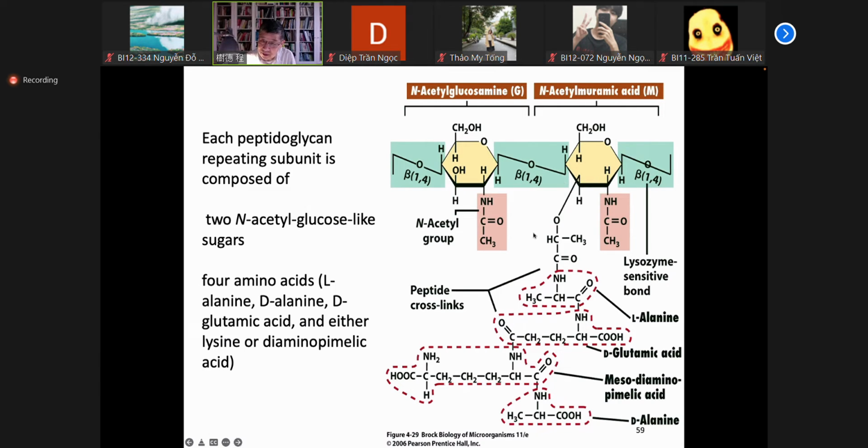Because of this lactic acid structure, it can link to a peptide. This peptide is called a tetrapeptide. It's 4 amino acids. Originally it was 5 amino acids, but after linkage it became shortened to 4 amino acids. So we can see this is alanine, and this is alanine. Okay, it's a glutamic acid. This is meso, meaning there is no D at all. It's a diaminopimelic acid.